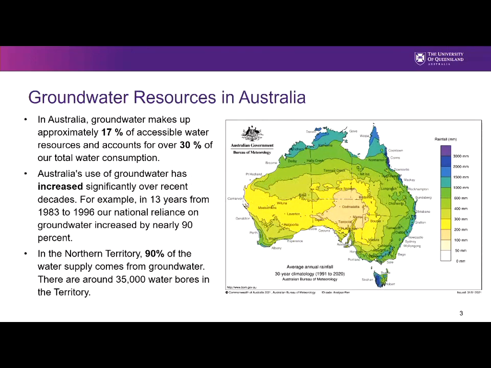Now, groundwater resources in Australia. I'm bringing quite a bit of statistics here to show how important they are. First of all, in Australia, groundwater makes up approximately 17% of accessible water resources and accounts for over 30% of total water consumption. Comparably, this is much larger than in many other countries. Why? The reason is on the graph on the right-hand side.